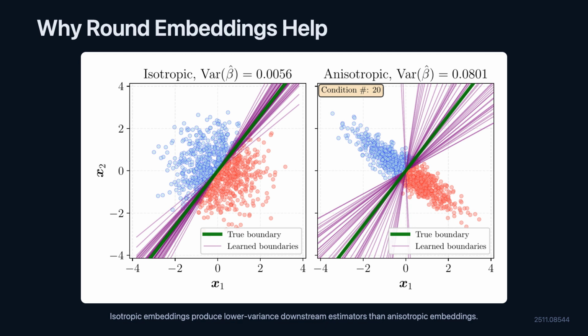The paper asks a more basic question. If we do not know the downstream tasks in advance, what embedding distribution is safest? The answer they derive is an isotropic Gaussian, a round, evenly spread cloud with no privileged direction. For linear probes, anisotropic embeddings increase bias under regularization and increase estimator variance. In the illustration, the stretched embedding cloud leads to more unstable decision boundaries than the round one.